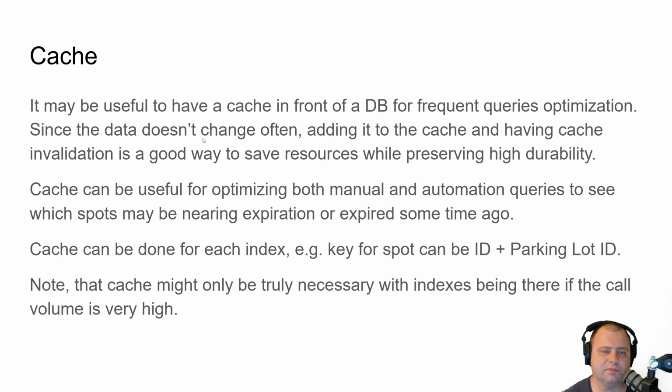For cache, it may be useful to have a cache in front of the DB for frequent queries optimization. Since the data doesn't change often, adding the cache and some invalidation can be a good way to save resources and preserve high durability by the database. It can be useful for optimizing manual and automated queries to see which spots expired some time ago. Cache can be done for each index, basically, or a combination of indexes.